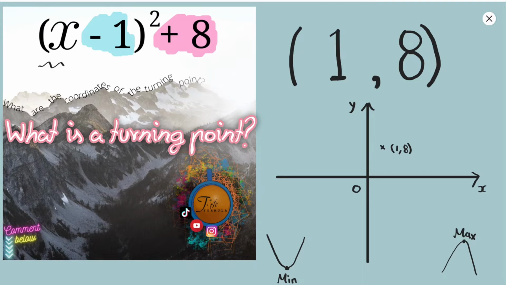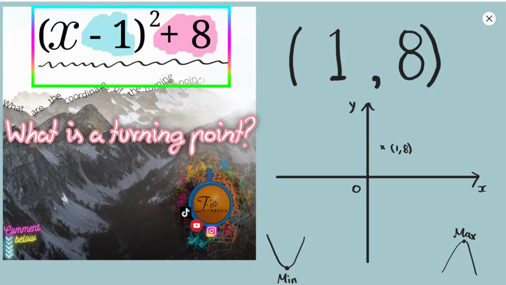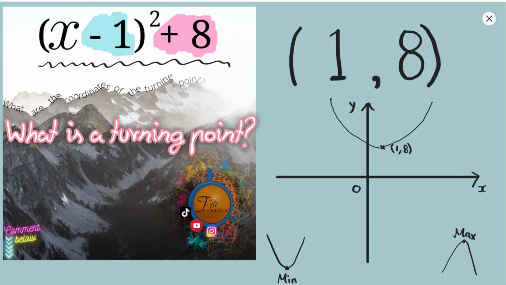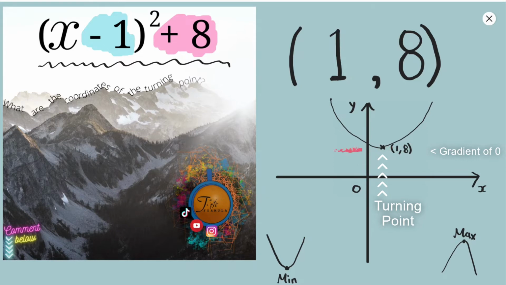Well, if I expand all of this, I can see that the x squared element of the equation will be positive. So I can tell that this is going to be smiling, something like this. And when you can see visually, I think it helps. So the turning point is where it stops going down like this, sort of reaches a gradient of 0, and starts going back up the other way.